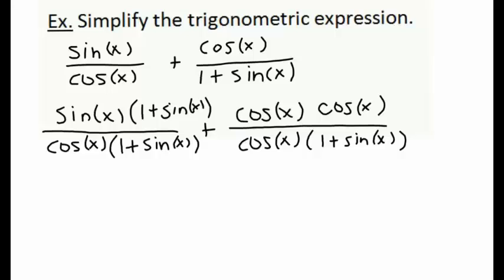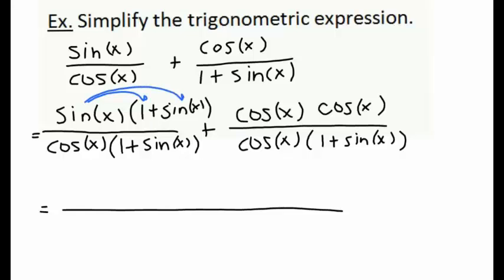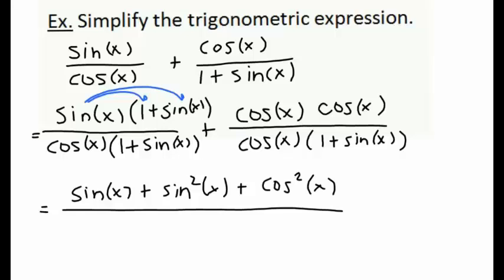Now that we have a common denominator, we can go ahead and expand through and add to get one single fraction. And I'm also going to distribute here through the brackets to get sine of x plus sine squared of x plus cos x times cos x is going to give us cos squared of x. And our common denominator here is cosine of x times 1 plus sine of x.